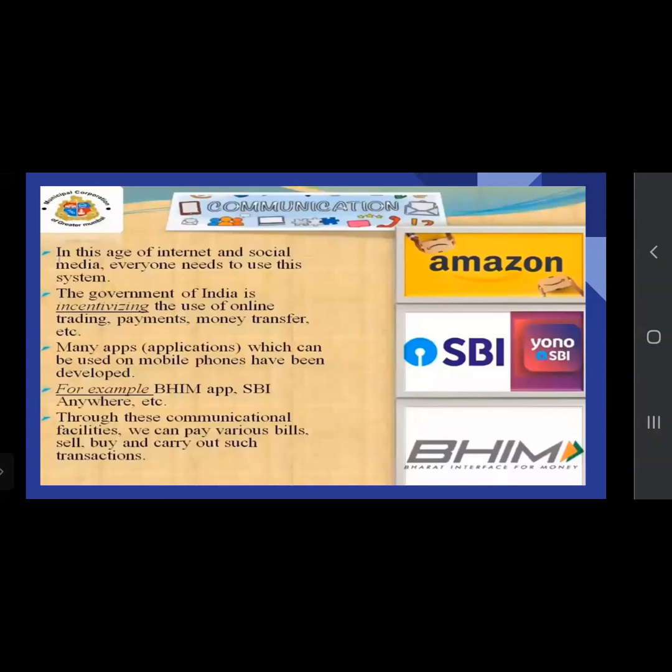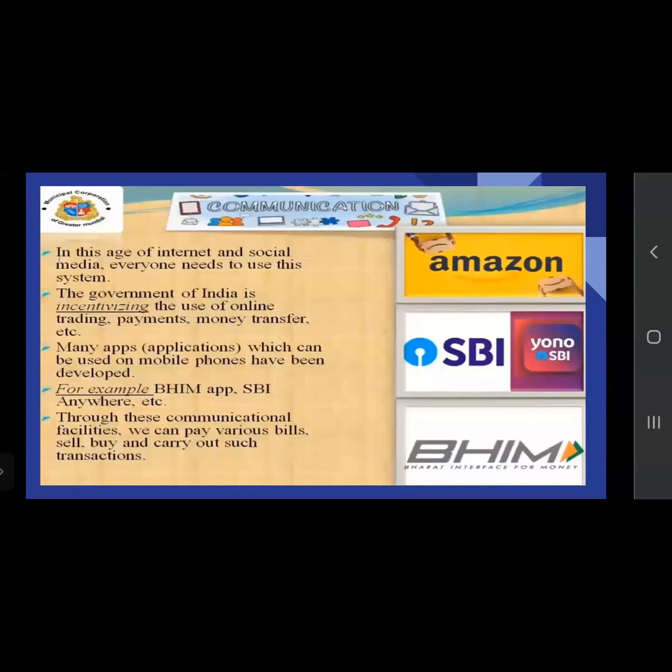So you can buy online, means whatever online selling or buying you can do. And payments also, money transfer also you can do online. So many apps or applications which can be used on mobile phones have been developed. We know many apps are there on our mobile phones, so we can use them for money transfer or for buying or selling anything online. So online trading also can be done.